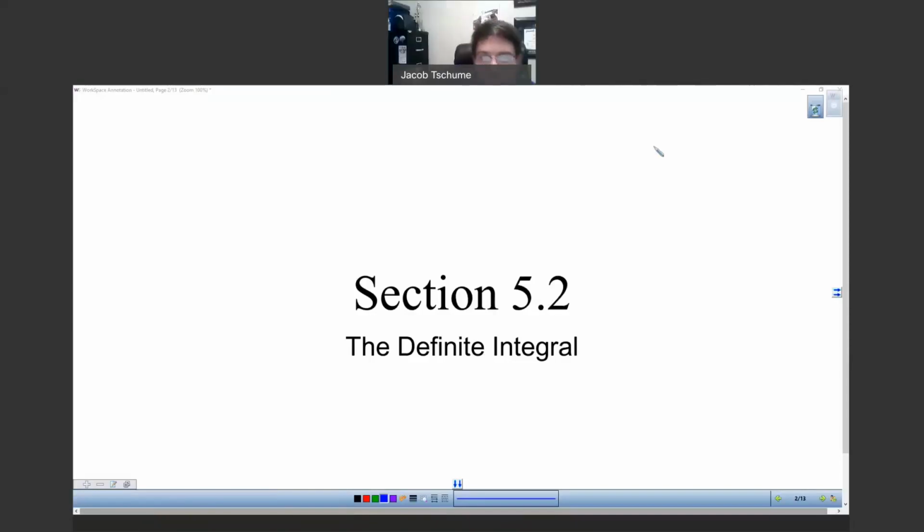All right, in this video, we are going to do section 5.2, the definite integral. So we are going to take all the information that we learned in the last section in 5.1, and we're going to convert it into the idea we're going to use going forward after this section. So a lot of the stuff in this section is going to look very familiar from the last video, but we're going to kind of define things in a little bit different way.